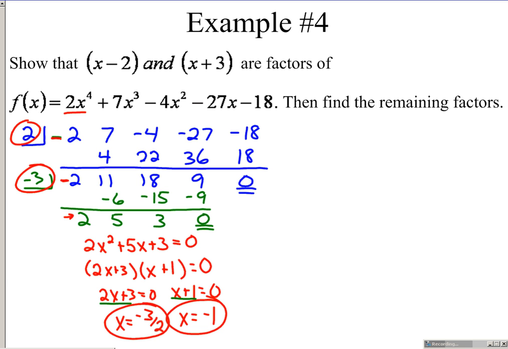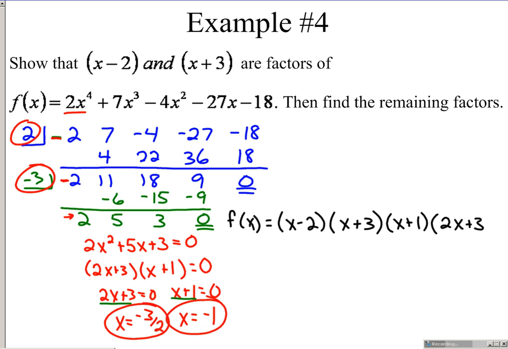Sometimes they may ask you to take it even a step further and write the polynomial in fully factored form. This polynomial in fully factored form would be f of x equals x minus 2 times x plus 3. Those are the two factors that were given to us, times the two factors we found, which were x plus 1 and 2x plus 3. So there's that polynomial in fully factored form.